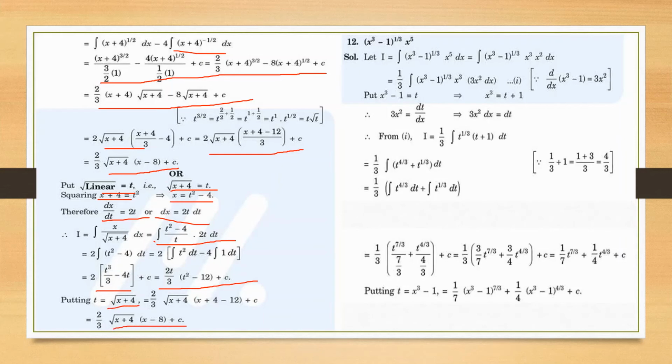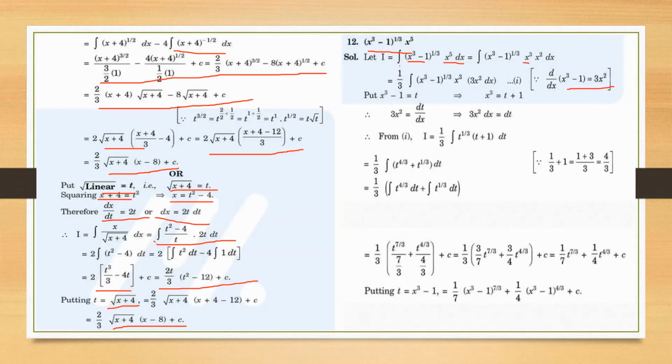Number 12 is, you cannot take x raised to power 5 inside. See, how will you take? This is 1/3 power. So what will I do? Now search, what is the derivative of this problem? x cube minus 1, it is 3x square. So x raised to power 5 is there, so it is having x square. So break it as x cube into x square dx, because these both I require for my dt.